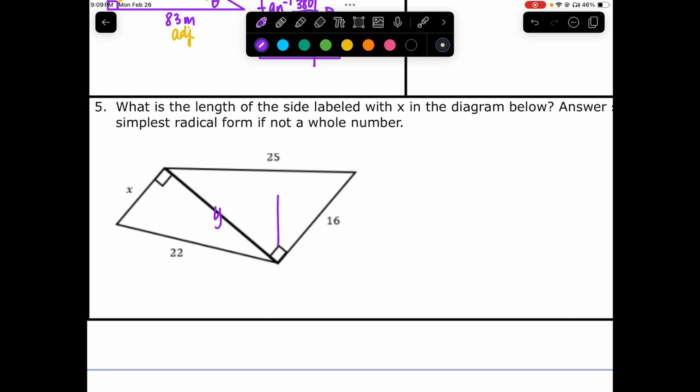All right, so with this first one, this would be the hypotenuse. So I'm going to use a different color. This would be the hypotenuse. So if you want to call that C, that's fine. Just for the sake of knowing what to do.